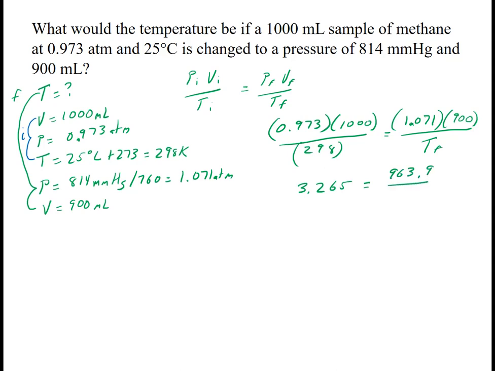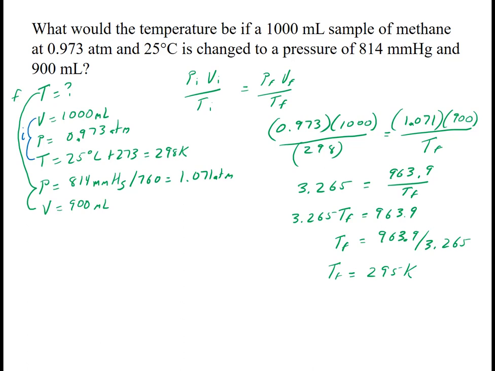963.9 divided by TF. When whatever I want is on the bottom, I need to multiply both sides by it, so I get 3.265 TF is 963.9. So I'm going to now divide both sides by the 3.265, so 963.9 divided by 3.265 gives me a final temperature of 295 K. And this one does not specify what unit the temperature needs to be in, so I can leave it there.